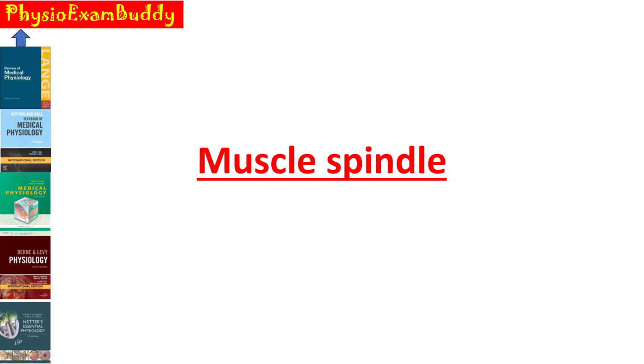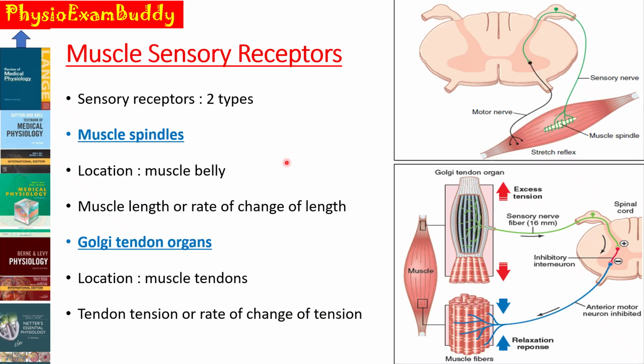This video is on a most important topic, that is muscle spindle. In a skeletal muscle, there are basically two types of sensory receptor. The first one, which is located in the muscle belly, is known as muscle spindle. Whereas the second type of sensory receptor is mainly located in the muscle tendon. The muscle spindle mainly senses the muscle length or rate of change of length, whereas the Golgi tendon organ mainly senses the tendon tension or rate of change of tension.